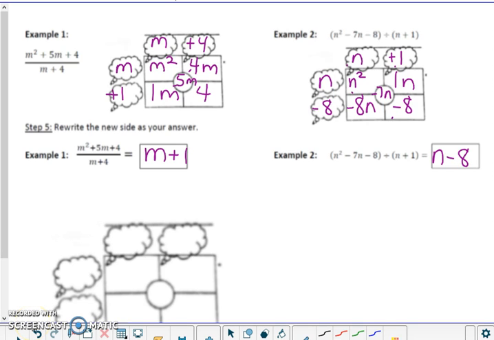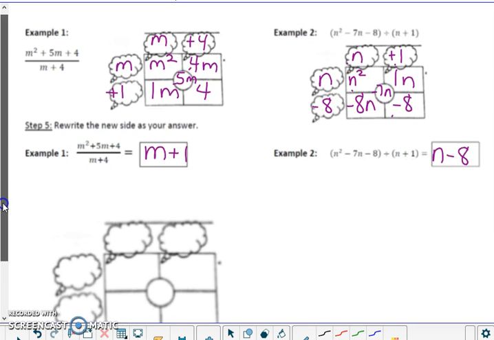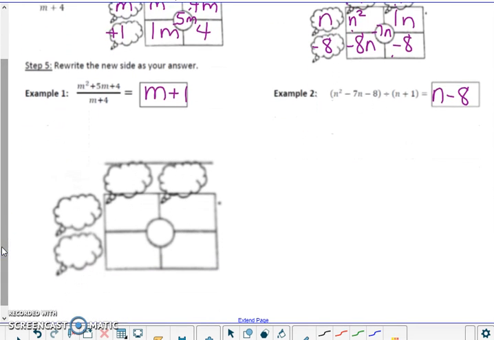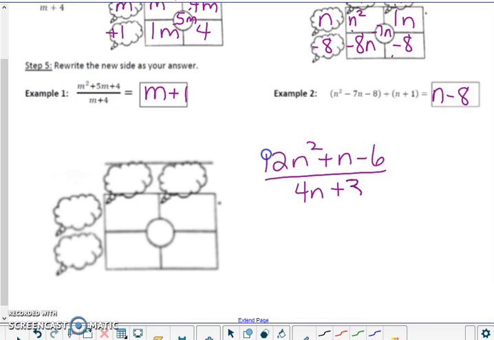Okay. So that's when a equals 1. It's pretty simple. But a is not always 1. Sometimes a is a number larger than 1. So we're going to try a different example. Let's try 12n squared plus n minus 6 divided by 4n plus 3.